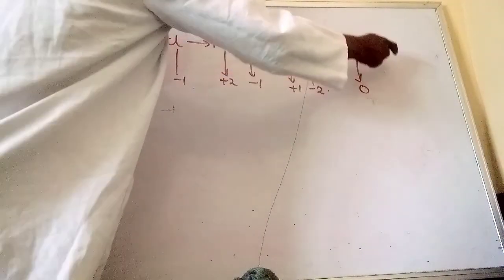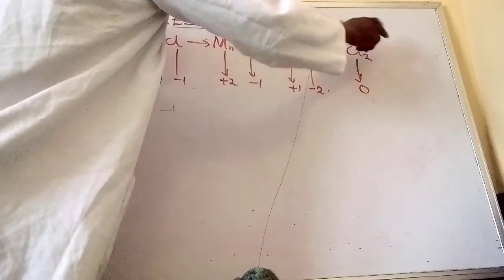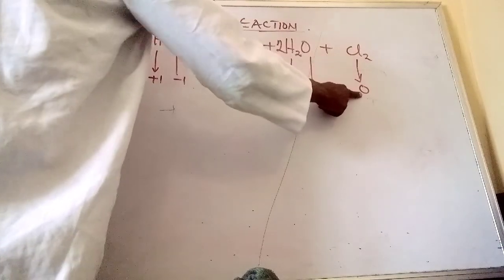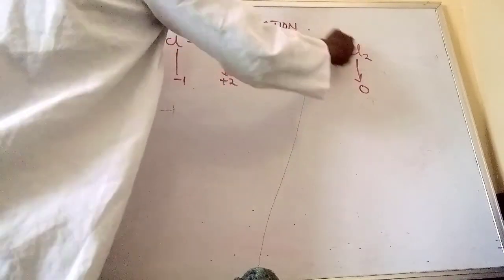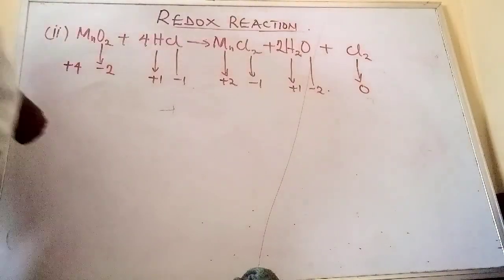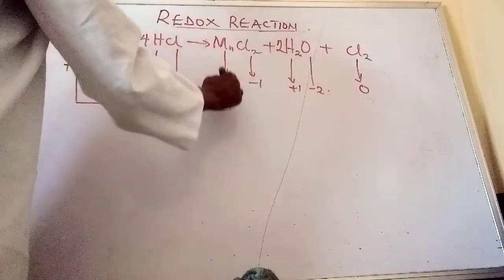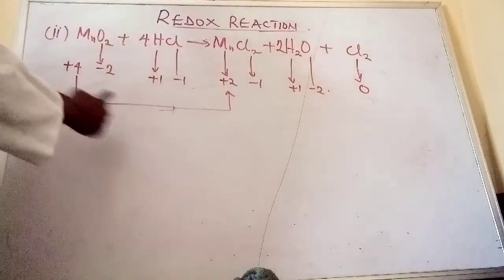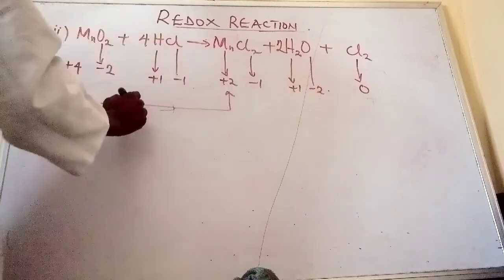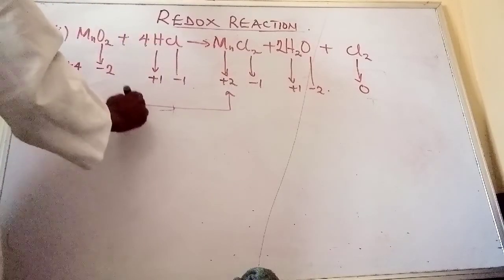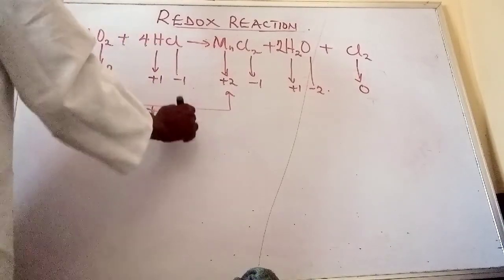an atom of an element is standing alone, it has oxidation number of 0. Chlorine is standing alone, that's why it is 0. So obviously, from here, +4 has become +2. That is decrease in oxidation number, which is reduction process.